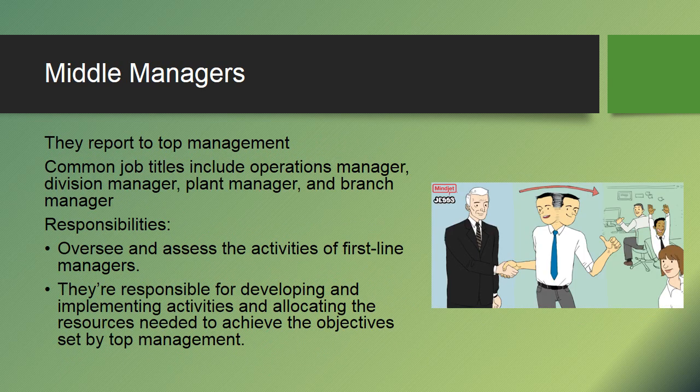Middle managers are the folks who report to top management. Common titles include operations manager, division manager, plant manager, and branch manager. Responsibilities include overseeing and assessing the activities of first-line managers. They're responsible for developing and implementing activities and allocating the resources needed to achieve the objectives set by top management. So, in a way, middle management has to interpret what the top management wants and how to prioritize those things and distribute those tasks to the employees who can best manage those activities.